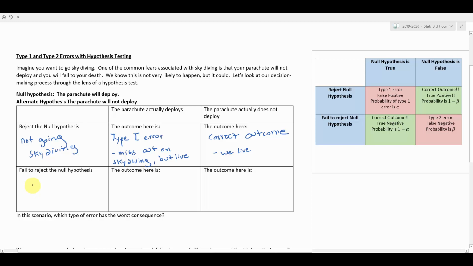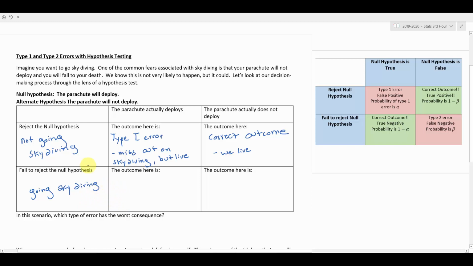So we've analyzed all of our data. We're standing there at the plane, and we fail to reject the null hypothesis, which means we're going to assume that the parachute is going to deploy. So in this scenario, we are going skydiving. We have made that decision. We are going skydiving based on the results of our hypothesis test.